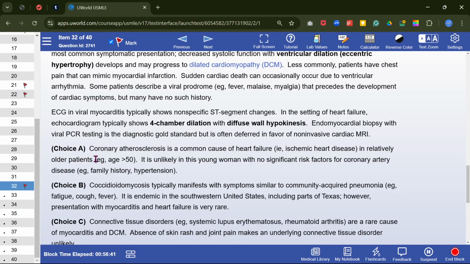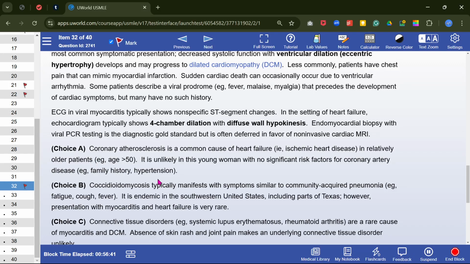ECG with viral myocarditis typically shows non-specific ST segment changes in the setting of heart failure. Echocardiogram typically shows four-chamber dilatation with diffuse wall hypokinesis. Endomyocardial biopsy with viral PCR is the diagnostic gold standard but is often deferred in favor of non-invasive cardiac imaging.